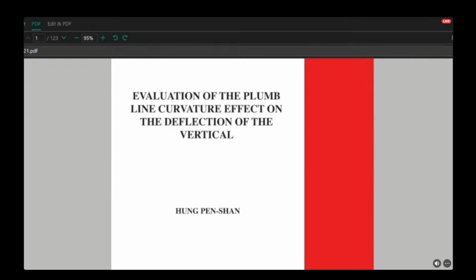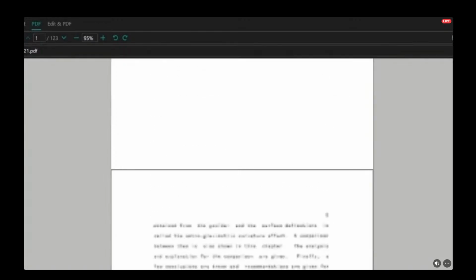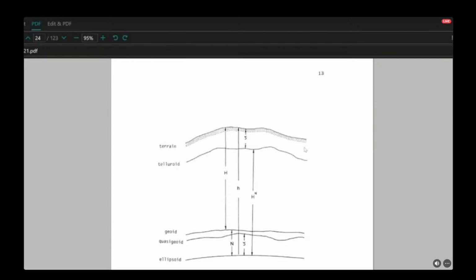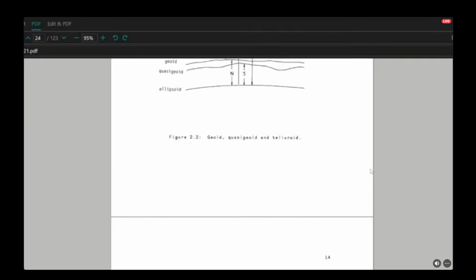Pretty useful paper, right on point, goes through exactly what we're talking about, and it has his model here, I think. So yeah, I was talking about the terrain, the telluroid, the geoid, the quasi-geoid, the ellipsoid, all have different bearings and different alignments. So that's what he's aligning. Again, it's a pretty common issue.